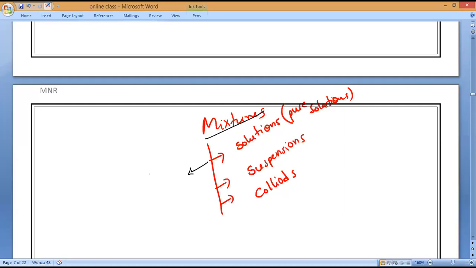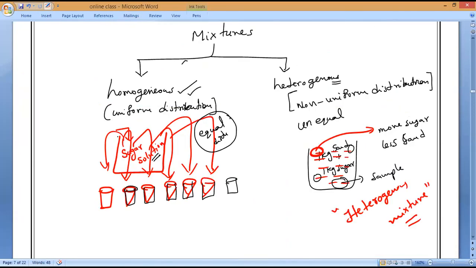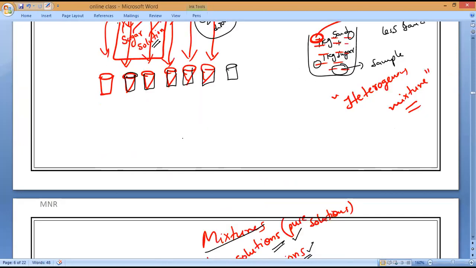Of these, the first one is called a homogeneous mixture. The remaining 2 are called heterogeneous mixtures. When the situation comes, we will study what solutions are, what suspensions are, and what colloids are. So homogeneous mixtures are solutions. All the solutions, like sugar solution and salt solution, are called solutions.